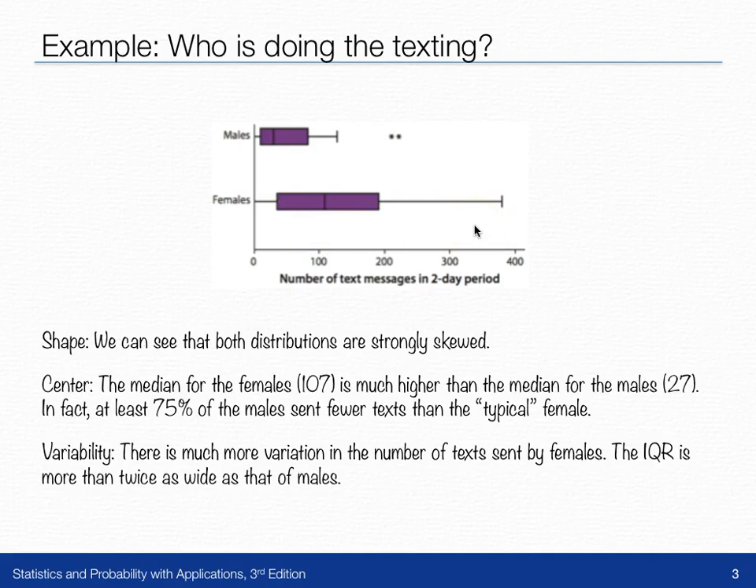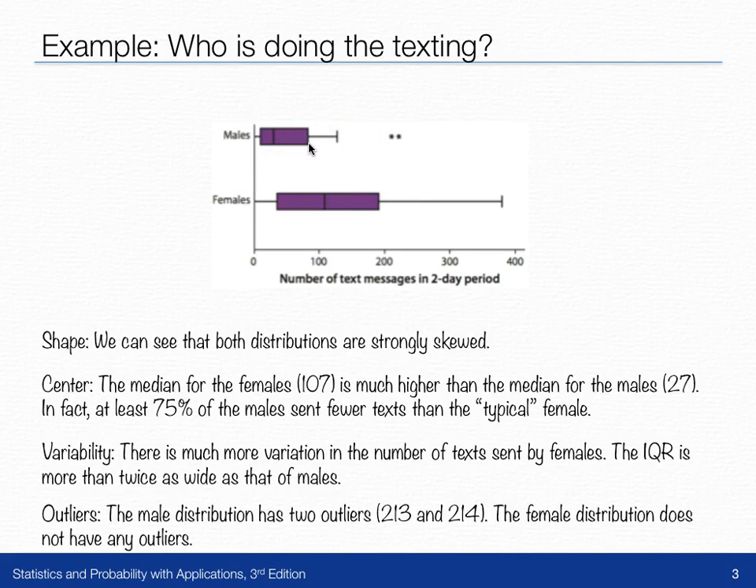We can measure that either by the range, which is from one endpoint of the box plot to the other, or we can measure by interquartile range, which just measures the distance from one edge of the box to the other. Either way, the females have quite a bit more variability in the number of texts sent. Their box is about twice as wide as the box in the male distribution.